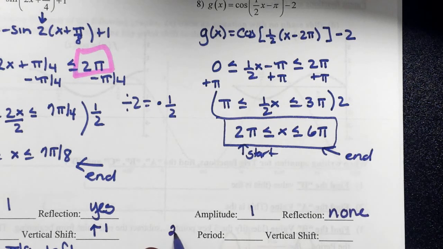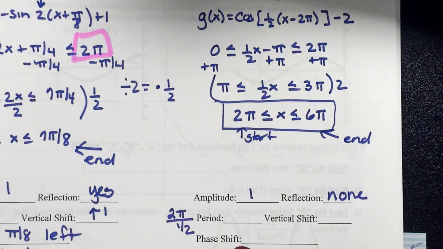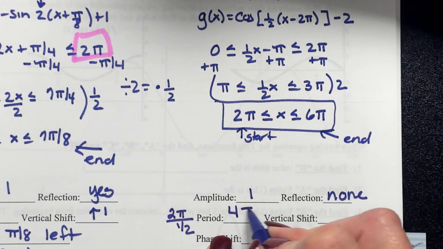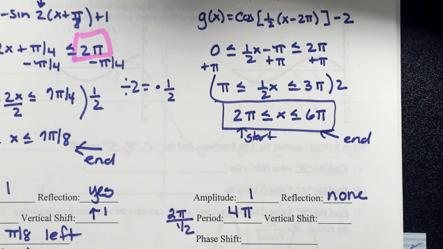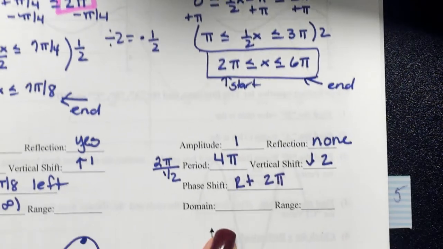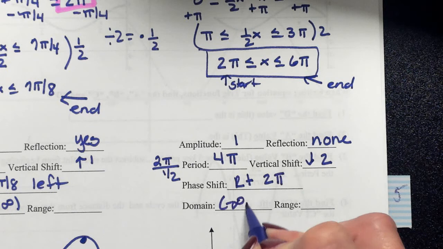What's my period going to be? Well, my period's going to be 2 pi divided by 1/2. So what's the period going to be? 4 pi. Do I have a vertical shift? What's my vertical shift going to be? Down 2. What's my phase shift? Left or right? Right. How many units? 2 pi. And my domain, of course, is going to be all real numbers.